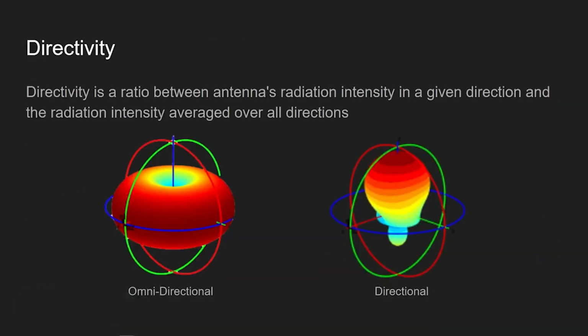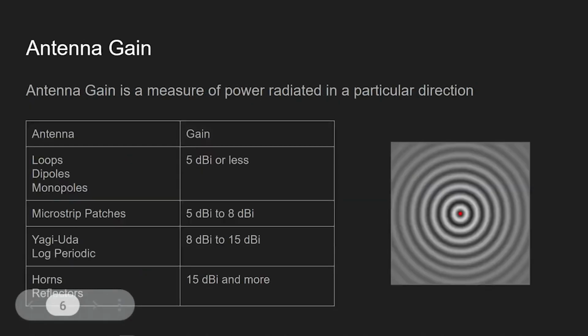In order to understand what omnidirectional is in terms of gain, we have to first cover directivity. Directivity is a ratio between an antenna's radiation intensity in a given direction and radiation intensity averaged over all directions. On the screen, we can see 2 antennas. One is omnidirectional, which radiates in all directions around the antenna in a donut shape. On the right-hand side, we see a directional antenna that primarily radiates in one direction, which is the Z direction in this case. Next, we will discuss what gain means.